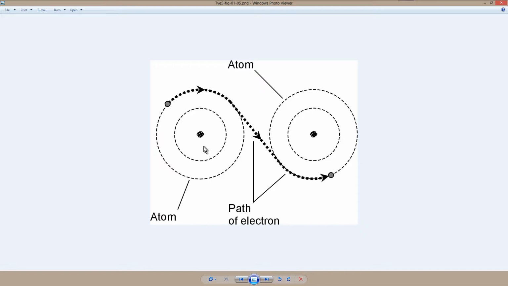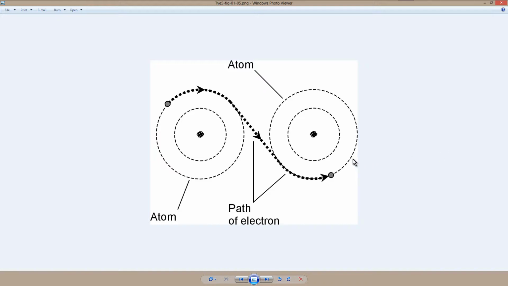Here are two adjacent atoms. Their dashed lines represent the orbits of the electrons. The little raisin cakes in the center are the nuclei, and an electron can be pushed or motivated. That's where the term electromotive force goes. It motivates a current to flow by causing electrons to migrate from atom to atom, from the more negative pole, which would be off to the left here, to the more positive pole, which would be off to the right.